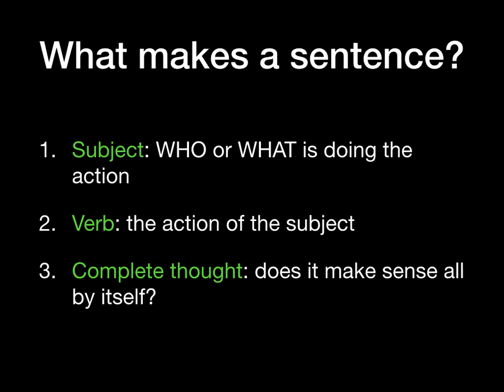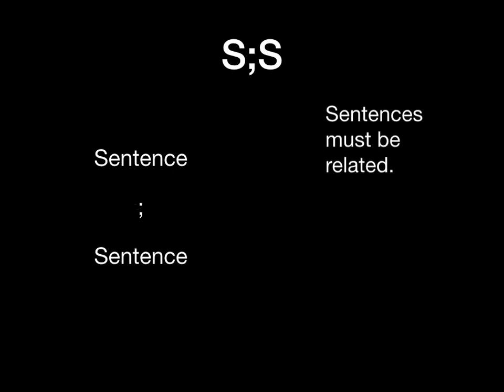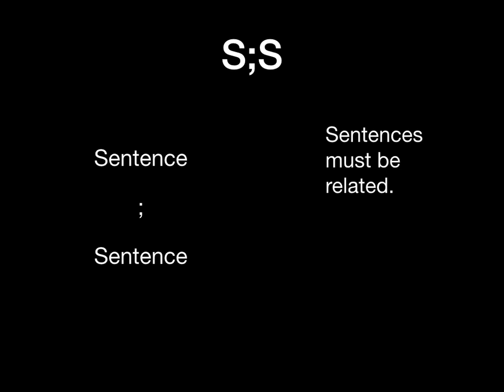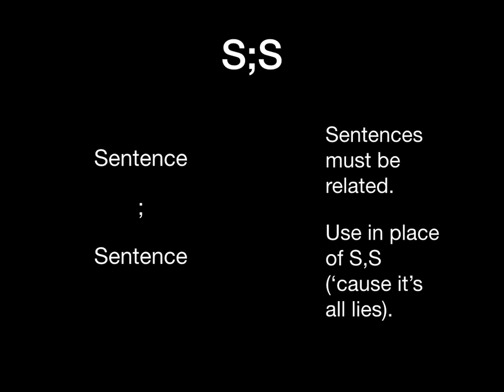And every time you do that, you'll write a different sentence pattern, such as S, FBS, where you have a sentence, a comma, one of your 7 fanboys, and another sentence. Those fanboys give you the option to use either for, and, nor, but, or, yet, so, and then, instead of the fanboy, you could put a semicolon in between. S semicolon S is where you have a sentence, a semicolon, another sentence, and you're doing that because your sentences are related anyway. You're going to put that semicolon in place of a comma in between S, S, because S, S is all lies. You know that by now.